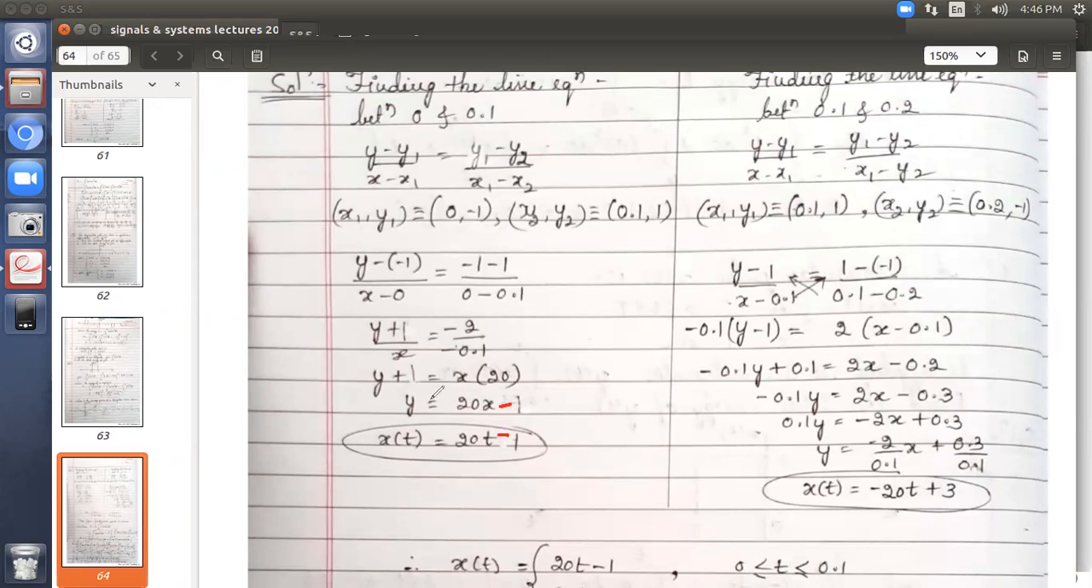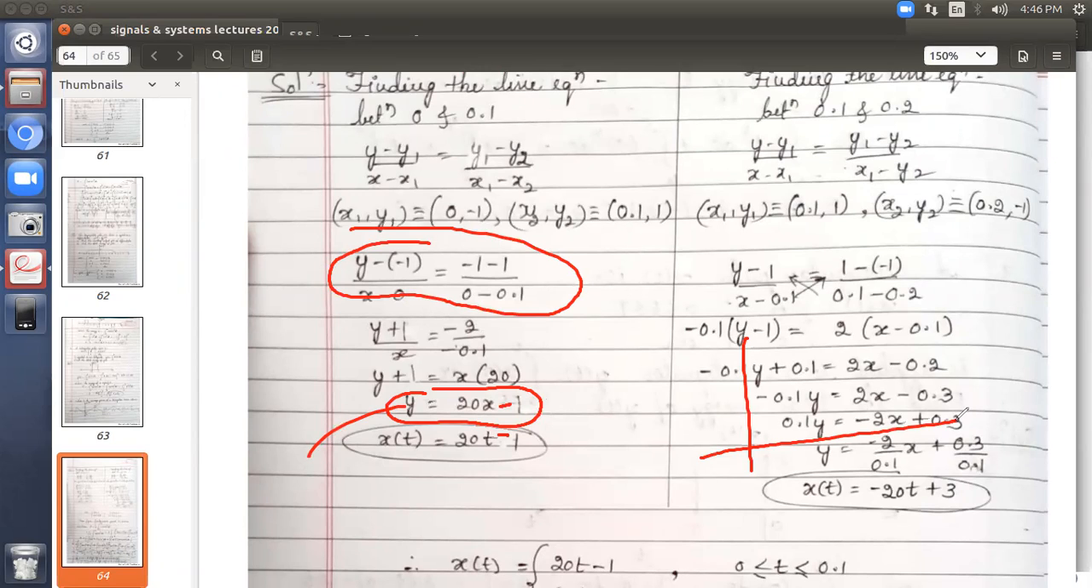Okay, it is y equals 20x minus 1. You please solve this, you will get it. Okay, y equals 20x minus 1. Now what is y? If you have a coordinate system like this, horizontal axis is time, vertical axis is your signal in signals and systems. So y indicates x of t, I have replaced it, and x indicates time. So 20t minus 1. So this is the first equation.